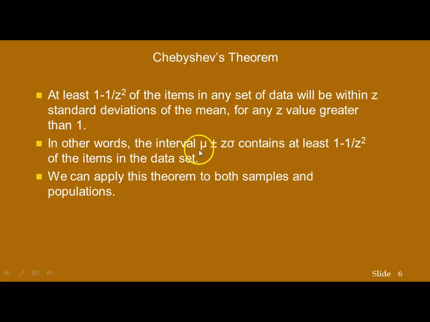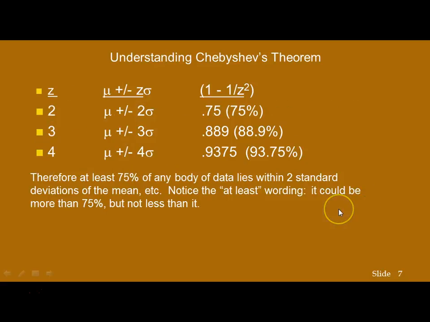Consider the interval mu plus or minus z sigma, and then calculate this quantity: at least 1 minus 1 over z squared. So let's do that on the next slide here. Now remember, z can be any number bigger than 1. I've chosen some whole numbers here, 2, 3, and 4, but z values do not have to be whole numbers. They can be fractional.